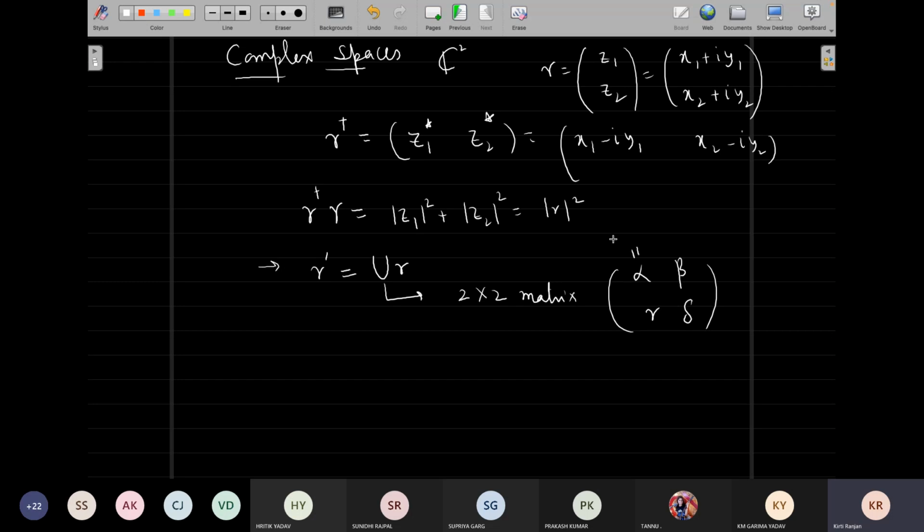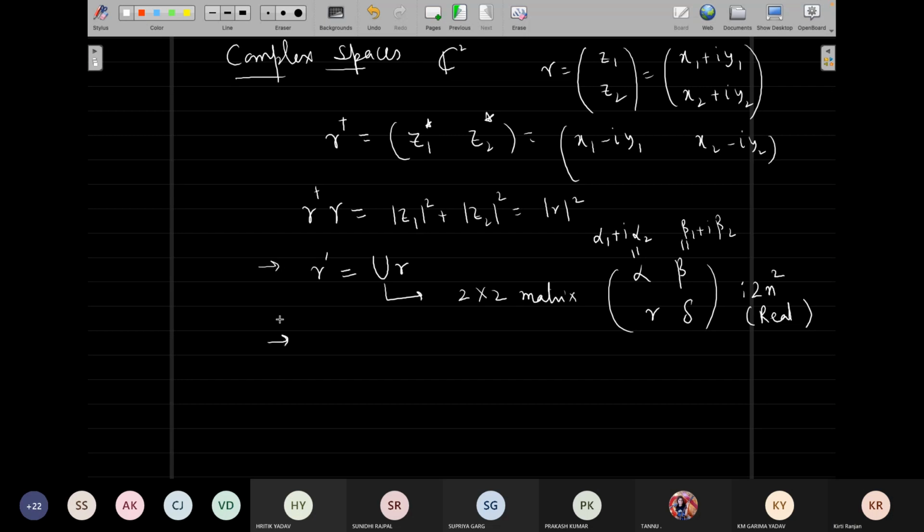So you can think about writing alpha 1 plus i alpha 2, beta 1 plus i beta 2, and the same for the others. So how many elements are you talking about here now? Last time you were talking about n square elements. Now how many elements are there? 2n square. You have 2n square real coefficients for these matrices. If you just want to write a 2 by 2 unitary matrix, you have a real and an imaginary part, so there will be 2n square. Last time it was n square.